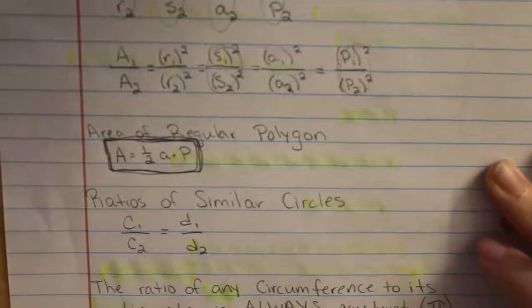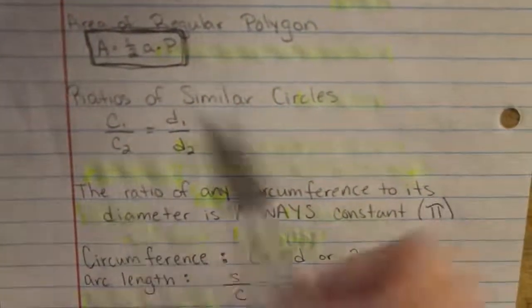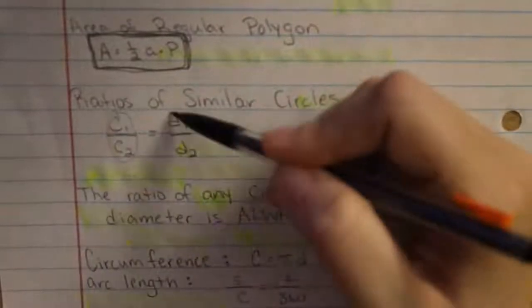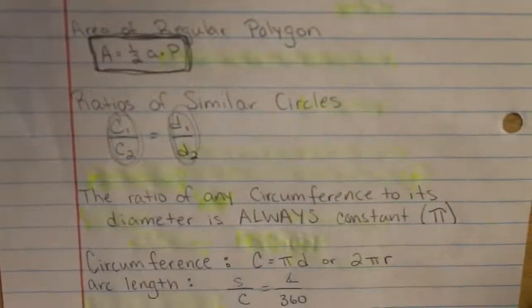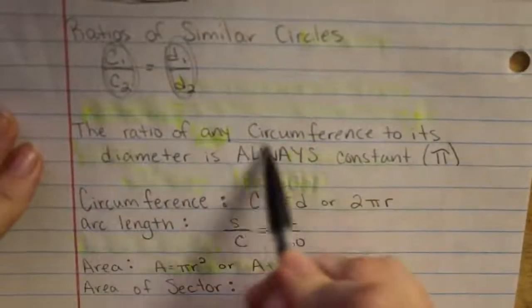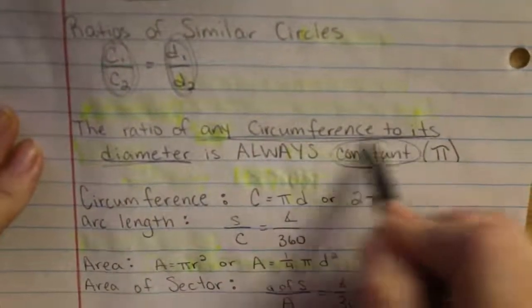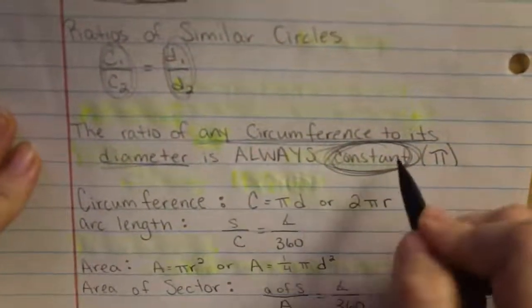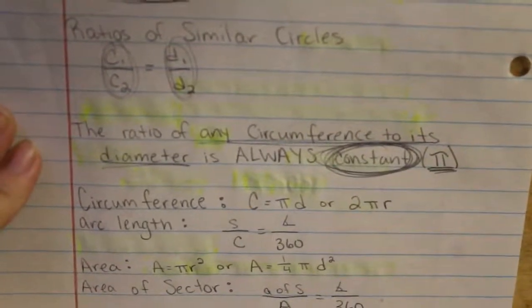Now, similar to the ratio of similar polygons, the ratio of similar circles: the ratio of the circumferences is equal to the ratio of the diameters. Now with this, the ratio of any circumference to its diameter is always constant. It is always constant because it always equals pi.